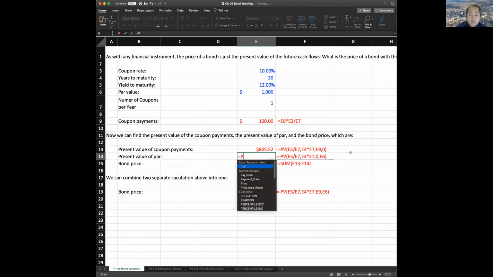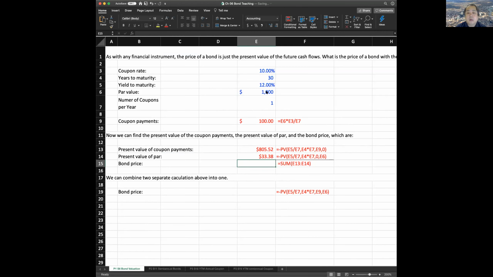And then the present value of the par value, again, I put a negative. The first one is right, so 12%. The second one is the number of years. Third one, coupon payments, but we don't have any coupon here. It's just par value, $1,000. So 33.38. The sum of these two will be the bond price.